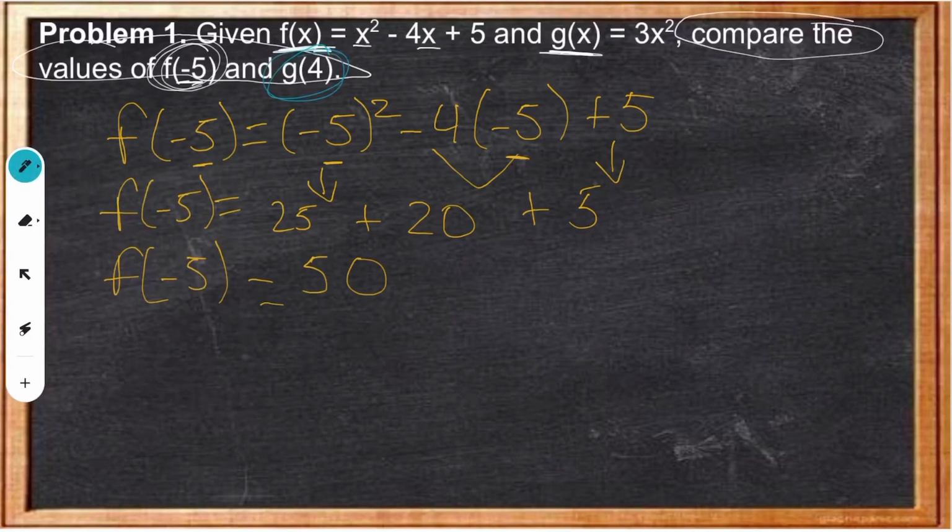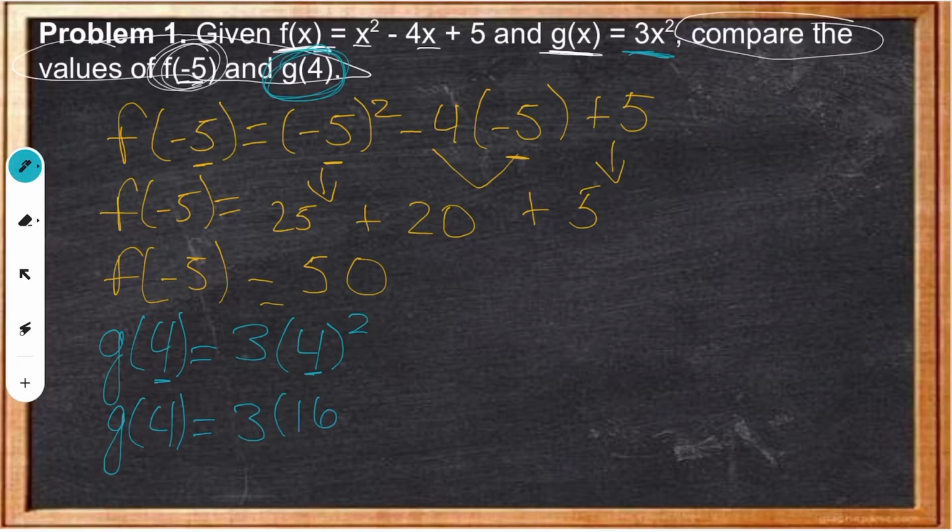Now on to g of 4. I want to take this 4 and replace every x with it in the function g of x. So we will have g of 4 equals 3 times 4 squared, because we replaced every x with 4 in the function g of x. Again, of course, we rewrite g of 4. And 4 squared is 16. We bring down our g of 4 again. 3 times 16 is 48.